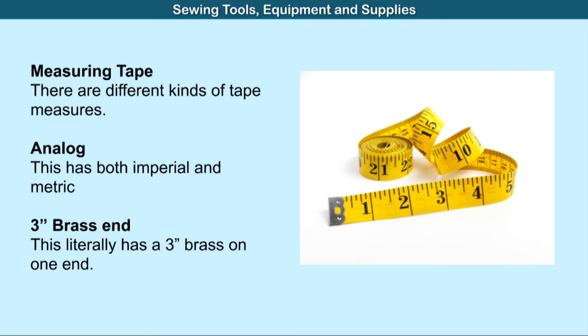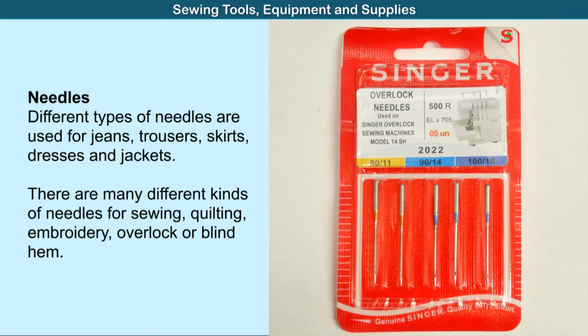Needles. Different types of needles are used for jeans, for trousers, for skirts, dresses and jackets. So regular or universal types of needles are required, which have been explained in detail in another section. So different types of sewing needles are there, twin needles, quilting needles, embroidery, overlock, blind hem needles.